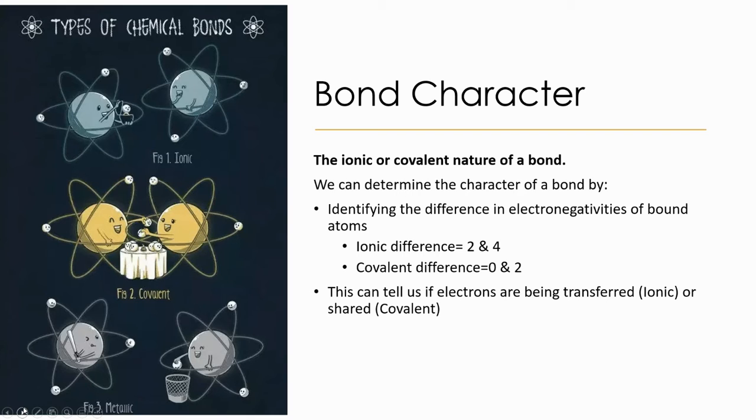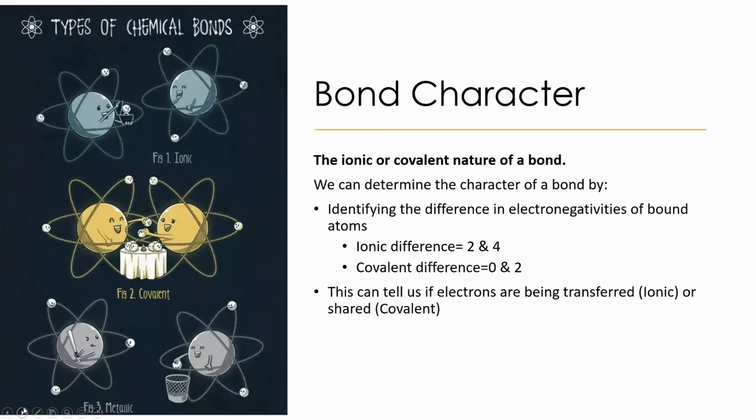So generally, when we want to identify the characteristics of a bond, we are looking for the difference in electronegativities of the two atoms in the bond. If the difference between those electronegativities is between 2 and 4, then we're looking at an ionic bond. That means that the electron has been completely transferred. So it's moved from one atom to the other atom. If the difference is less than 2, so if it's between 0 and 2, then we're looking at a covalent bond. That means that those atoms actually share kind of custody of that electron.